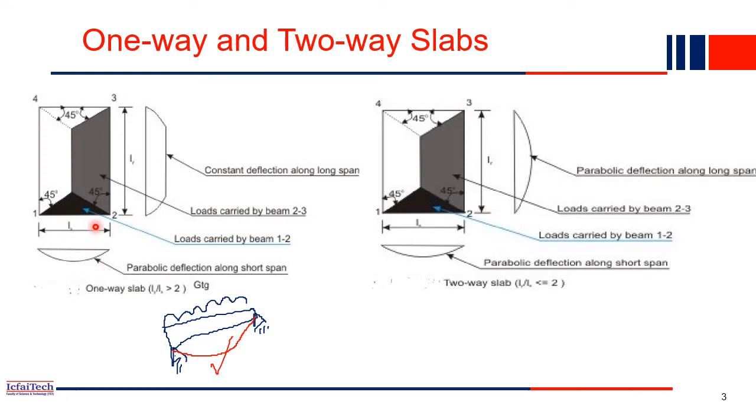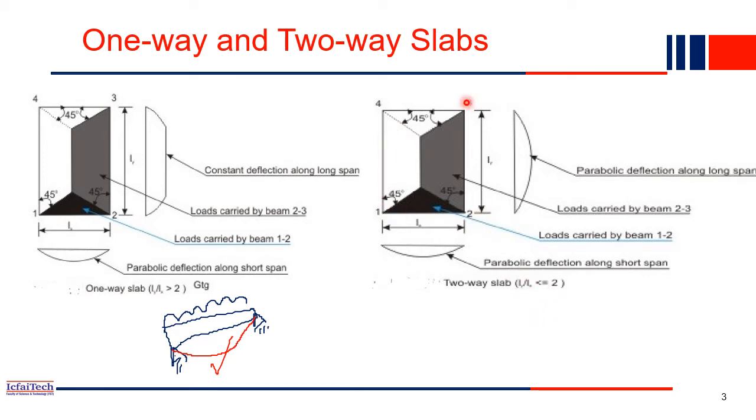Now what about the two-way slab? A two-way slab is when Lx by Ly is less than or equal to 2. So at the first instant we have to find out which type of slab it is, whether a one-way slab or a two-way slab. How will you find it out? Very simple, we do Lx by Ly. If it is less than 2, it is a two-way slab, and if it is more than 2, we call it a one-way slab.